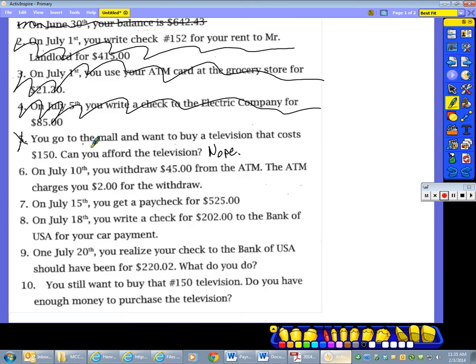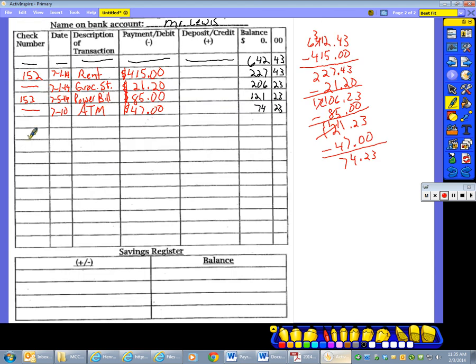All right, so I've already done this one. Oh, good. On July 15th, you get a paycheck for $525. Good, I needed that. I ran low on money. There's not going to be a check number, because I'm not withdrawing. You only use check numbers if you write a check. And the date that I'm getting paid was the 15th. I'm going to put description, paycheck. I'm just abbreviating, I'm running out of room here.